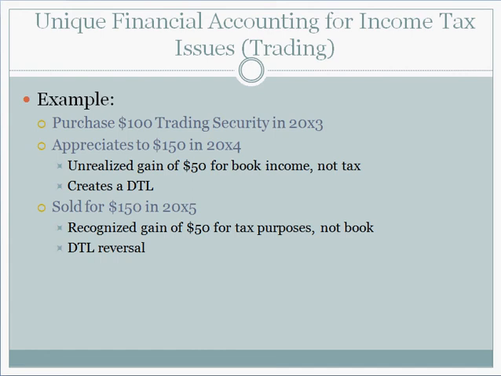In 20x4, a deferred tax liability will be created for the $50 gain that is recognized for book purposes, but not for tax purposes. In 20x5, the trading security is sold to a third party for $150. Now, in 20x5, the $50 gain is recognized for tax purposes. Along with this, the deferred tax liability will be reversed.